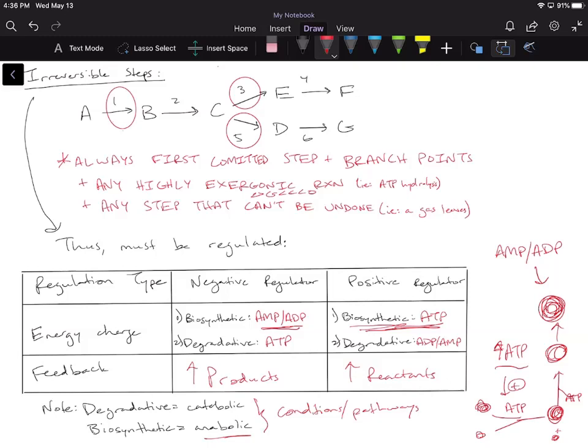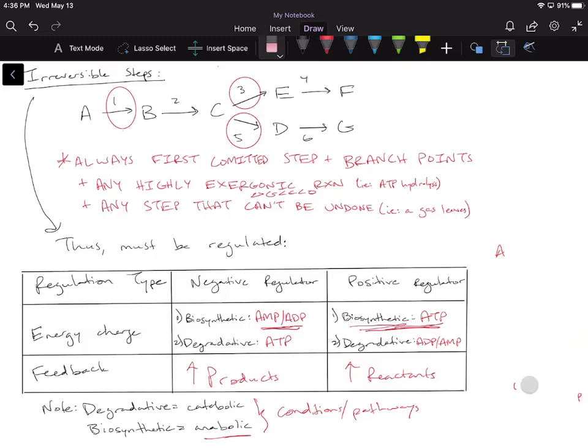Now let's do it for catabolic pathways. Well, catabolic pathways, they're doing the opposite thing. They're going to be taking larger things and breaking them down to smaller things to get energy. So an example of this is, for example, glycolysis. We're breaking down glucose, and as we break down glucose, we're forming energy equivalents in the form of ATP.